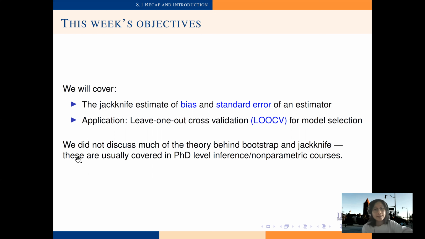One thing you might have noticed is that throughout the lectures for this week and last week, we did not discuss much of the theory behind bootstrap and jackknife. So why exactly do they work? What are the asymptotic properties of the derived estimators, etc.? This is because the proofs for these are actually quite involved and require a lot of knowledge and skills beyond 410 or even beyond 510. If you're interested in the theories, these are usually covered in PhD level inference courses, so courses on statistical inference or large sample theory, or if you take a PhD level non-parametric course where they might discuss the proofs behind these.